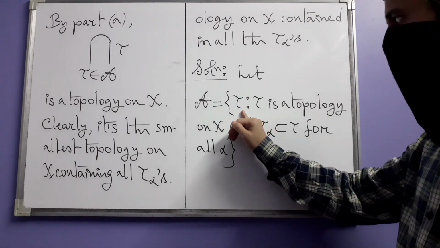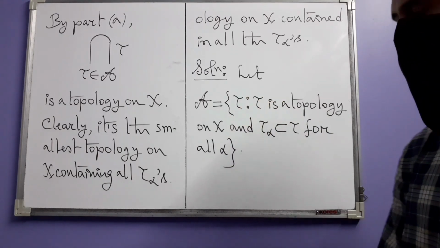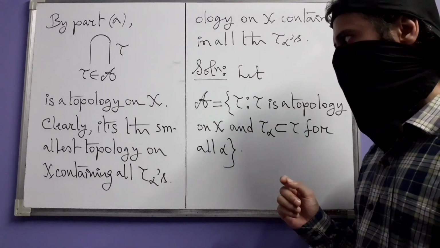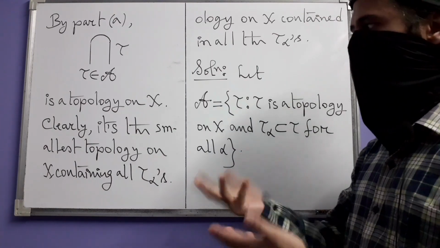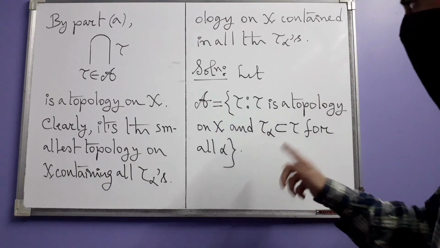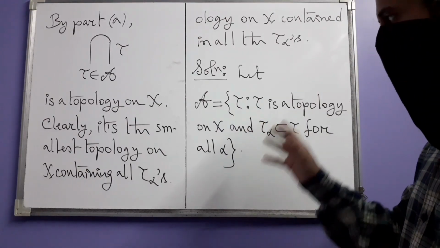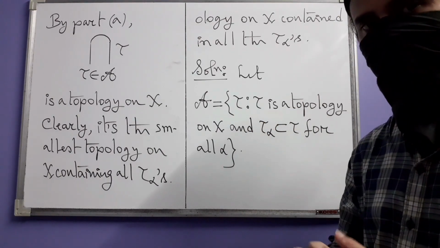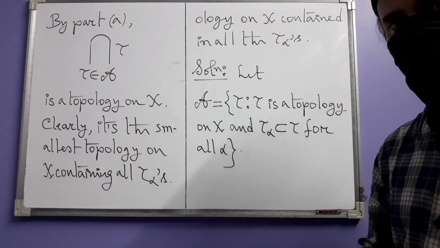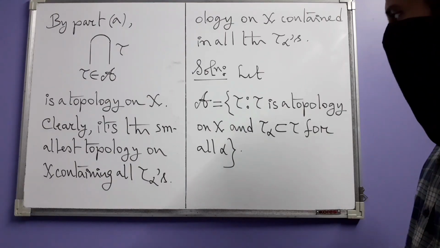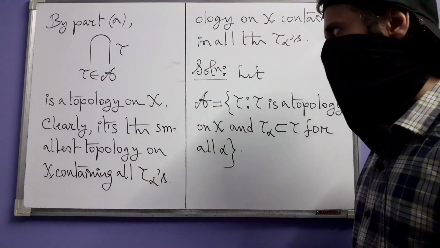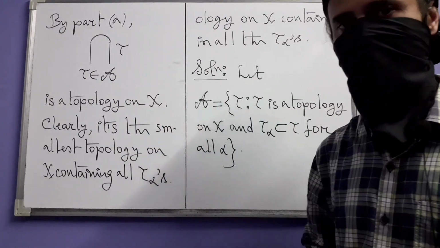Can you give an example of a topology that belongs to this collection? Yes, that is the discrete topology on X. The discrete topology on X is actually nothing but the power set of X. It is a legitimate topology, we already know. And whatever the tau alphas are, the discrete topology contains all of them inside of it as subsets, simply because it has all the possible subsets. So yes, the discrete topology is a legitimate element of this collection, making it non-empty and allowing us to consider this intersection.